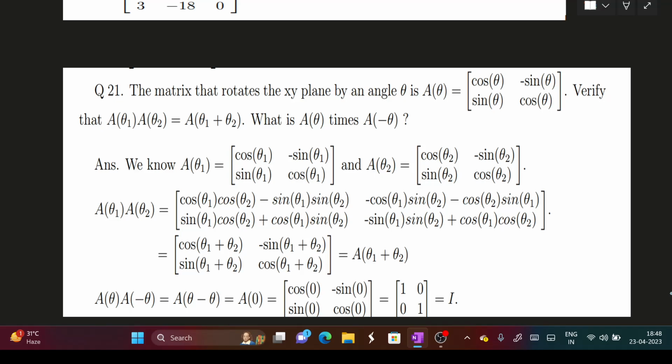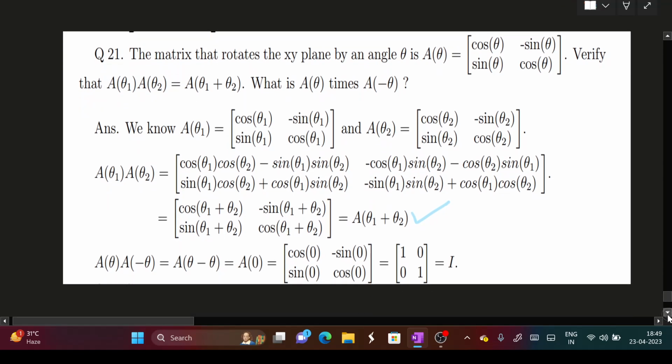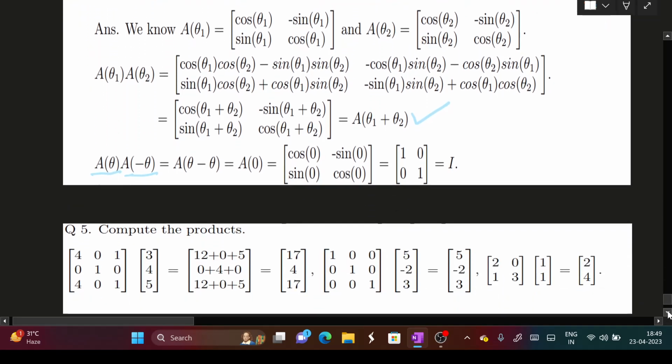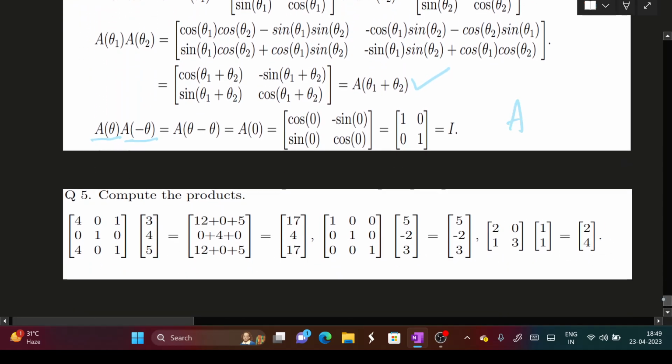Already these are entries we know: cos of theta 1 plus theta 2, sine of theta 1 plus theta 2, and similarly the others. That formula we apply to get this verified. Next concept is what is A theta times A minus theta. According to the previous property, it is A of 0, which is the identity matrix. That means A theta and A minus theta are inverses of each other, because for any matrices, if A times B is equal to I and B times A is equal to I, then I is an identity matrix.